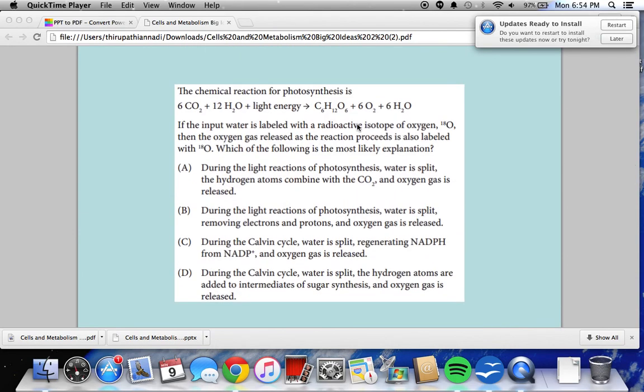They say that the water that's inputted is going to be labeled with a radioactive isotope of oxygen, which means that they can track it, and they track the oxygen, and they say that the oxygen gas released at the end is the same oxygen because they're both radioactively tagged. Which of the following is the most likely explanation? In this, we have to remember that in the light reaction, water is split, which releases electrons, and H2O goes into H and O. So the reason the oxygen in the H2O going in and the O2 coming out are the same is because during the light reactions of photosynthesis, water is split, removing electrons and protons, and the oxygen from water is released as oxygen gas.